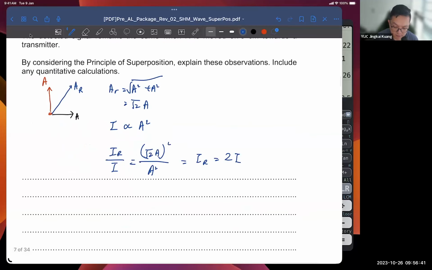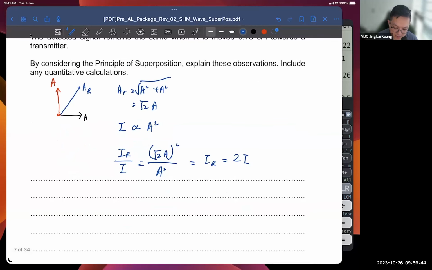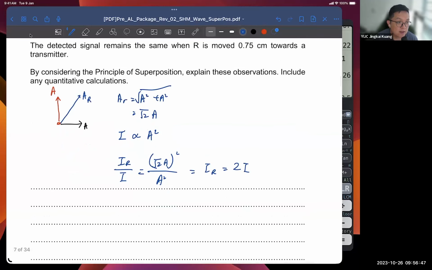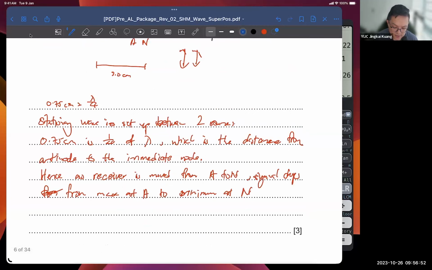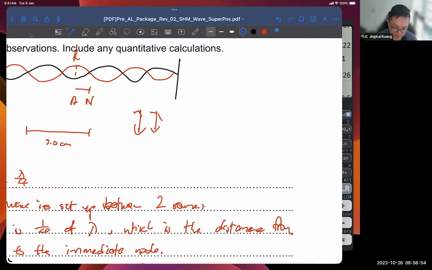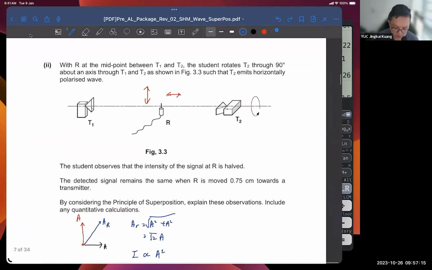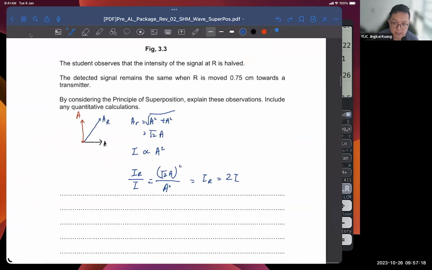Compared to the first case, the first case was 4 times, because the first case is A plus A. The new amplitude AR will equal A plus A, so you get 2A, and your I becomes 4 times the original. So you lose half. This is why at R your intensity is half.